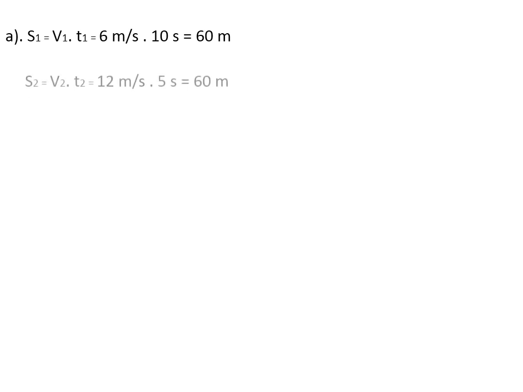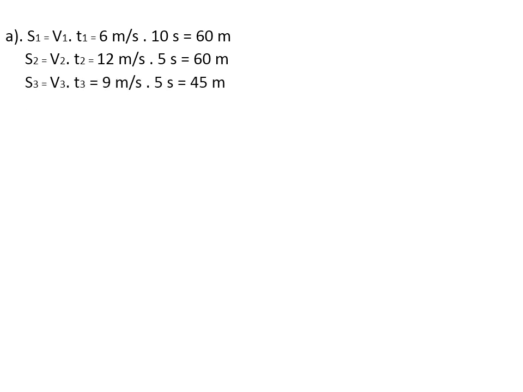Average speed equals S total per T total. To get S total, we have to find S1, S2 and S3. S1 equals V1 times T1 equals 6 meters per second times 10 seconds equals 60 meters. S2 equals V2 times T2 equals 12 meters per second times 5 seconds equals 60 meters. S3 equals V3 times T3 equals 9 meters per second times 5 seconds equals 45 meters.